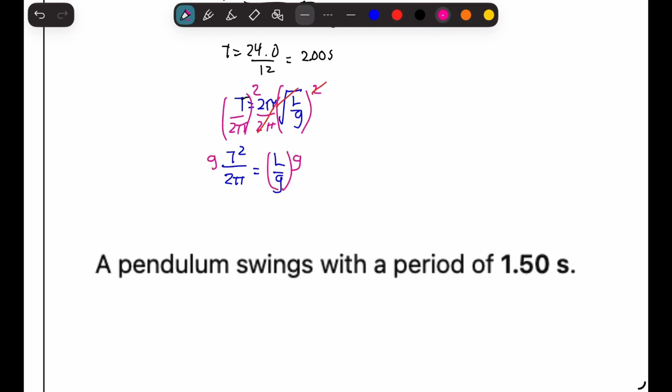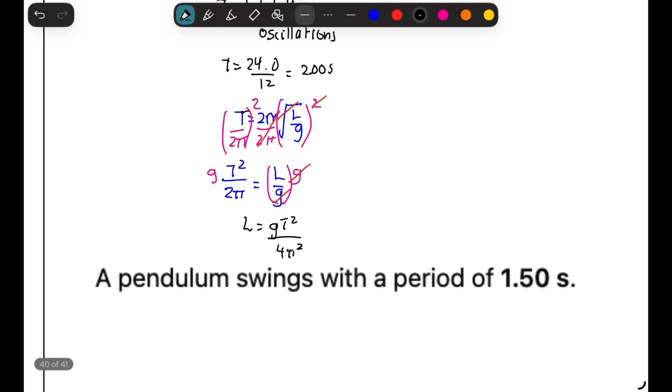So if you do that, your G's are going to cancel out, and then after that, you just have your L. So L is going to be equal to GT squared divided by 4 pi squared, because you squared this. So actually, I just forgot to write 4 pi squared there.